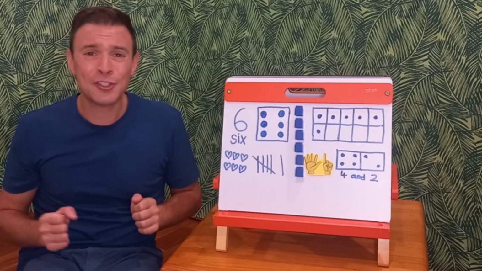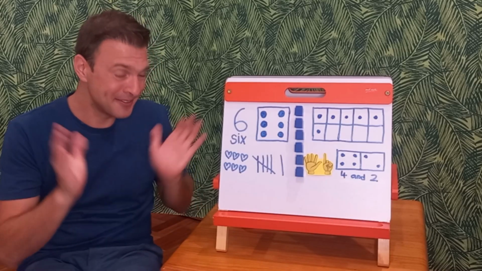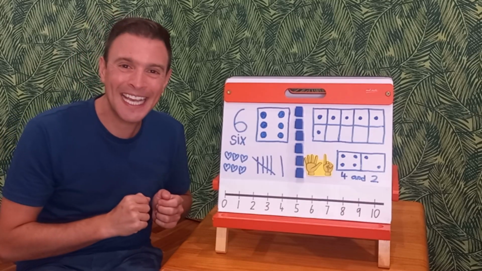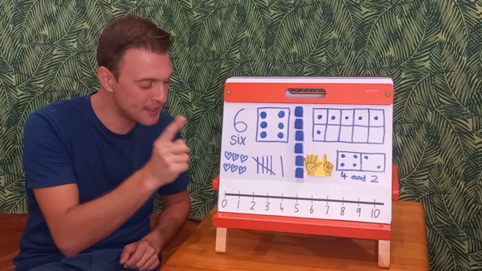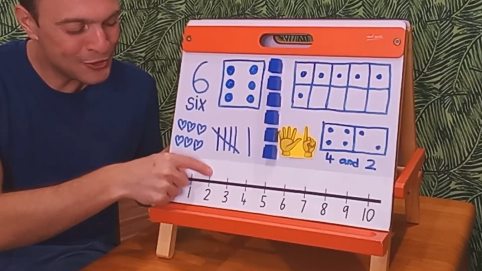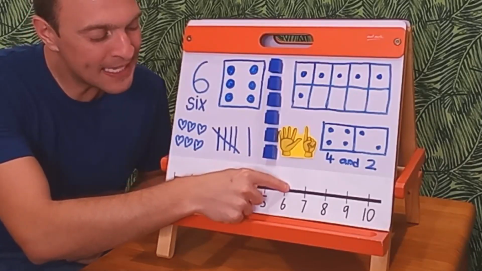Well, now I'd like to show you one more way we could show 6, and that's on our number line. Okay everyone, let's count to 6 together on the number line. I'll just put my pointing finger on 0 to start. Ready? 1, 2, 3, 4, 5, 6.